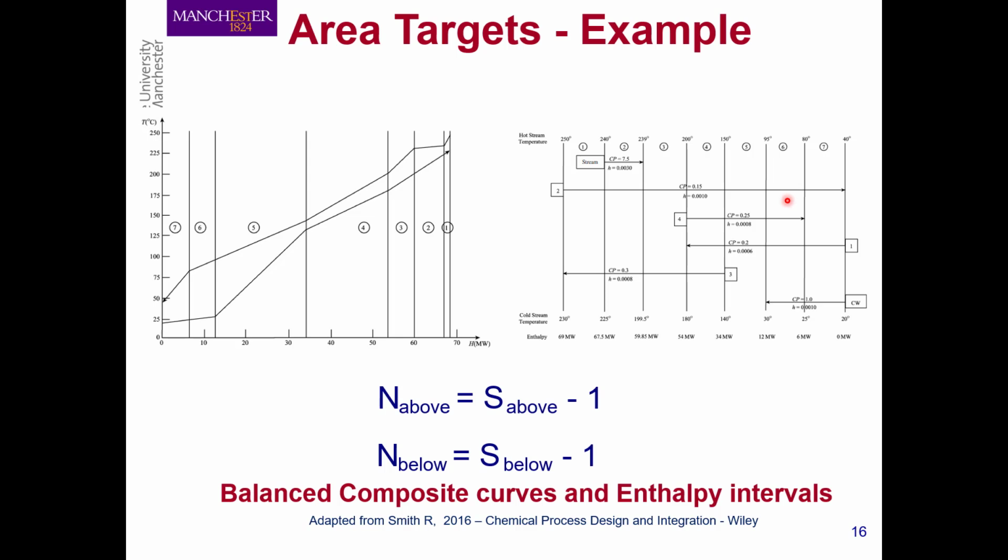Now if you look below the pinch, you have 1 stream, 2, 3, and 4. So it means that you have 3 units or 3 intervals. If you look here, you have 1, 2, and 3. Okay, so this kind of analysis gives you how many units you can calculate in your process.